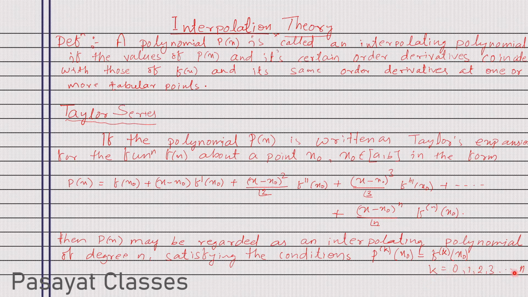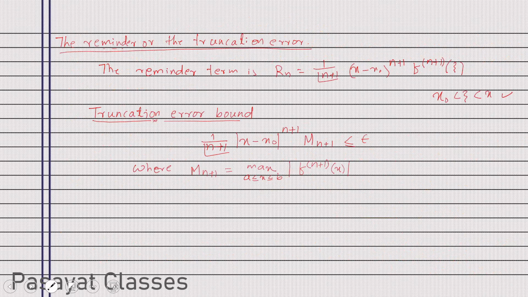Clear? So that means this polynomial p(x) and the function f(x), which is our original function, we approximate as p(x), and the derivatives of this function and the polynomial are the same at these nodal points. That means at about this point x naught. Clear? Now come to the remainder or the truncation error.